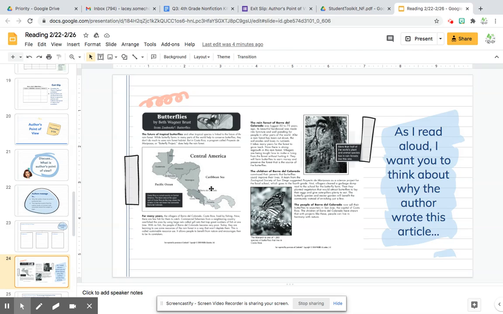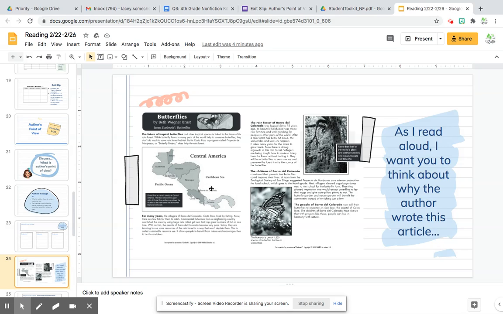Now, for many years, the villagers of Barra de Colorado, Costa Rica, lived by fishing. Now there are few fish for them to catch. Commercial fishermen from the neighboring country overfish the area by using large nets called gill nets that trap great numbers of fish at one time. With no fish, the people of Barra del Colorado became very poor.